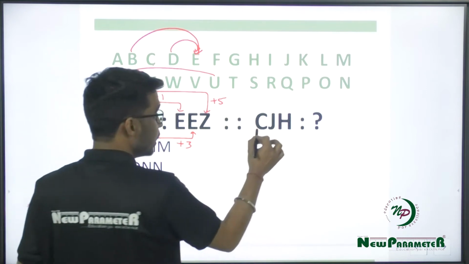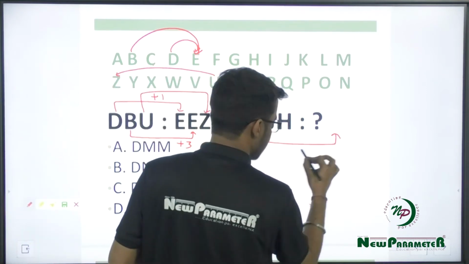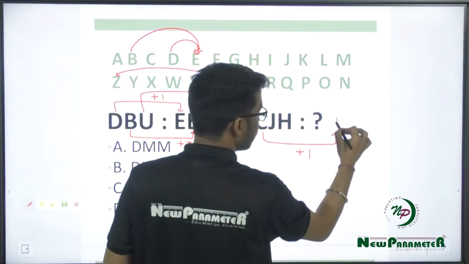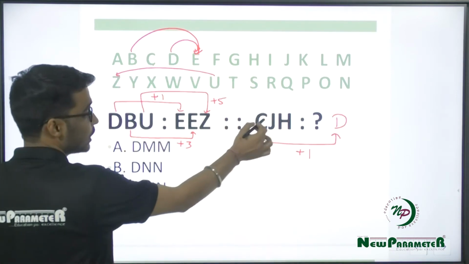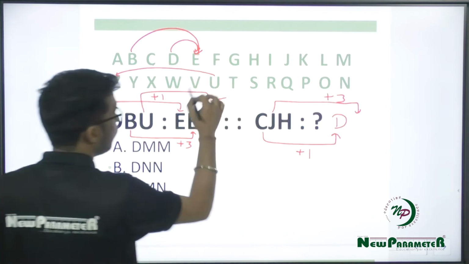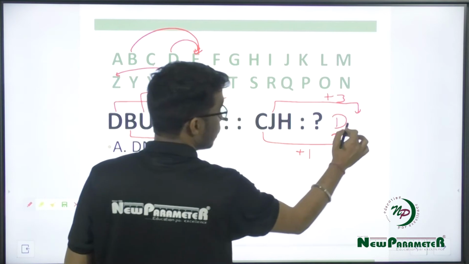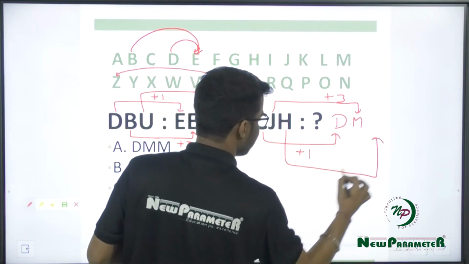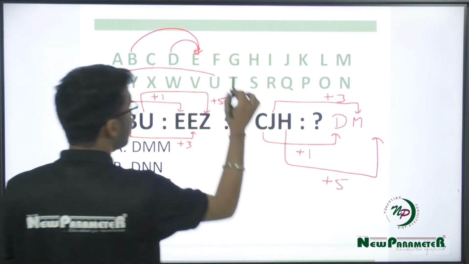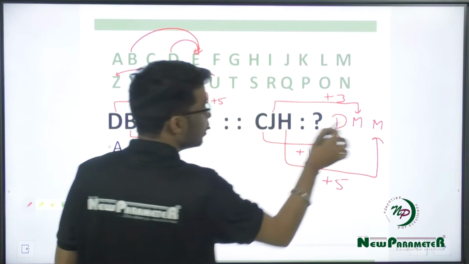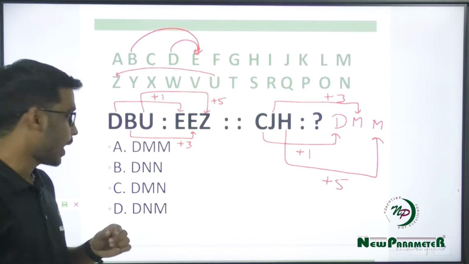The first letter is plus 1. So when we add plus 1 letter to C, we would be getting D. Plus when we add 3 letters to J, we would be getting 1, 2, 3, that is M. And when we are adding 5 letters to H, we would be getting 1, 2, 3, 4, 5, M as our answer. So our answer would be D, M, M.